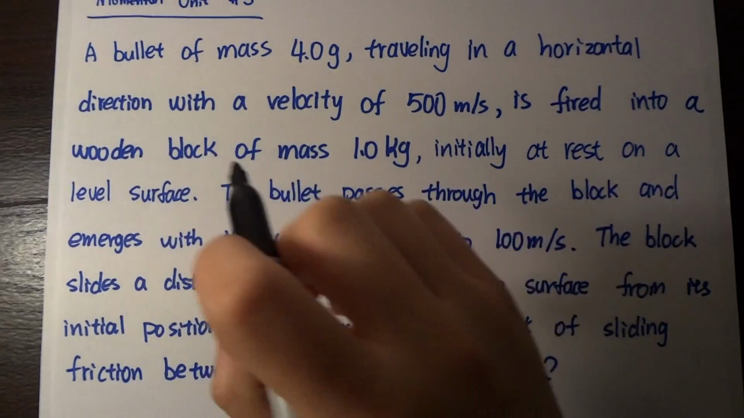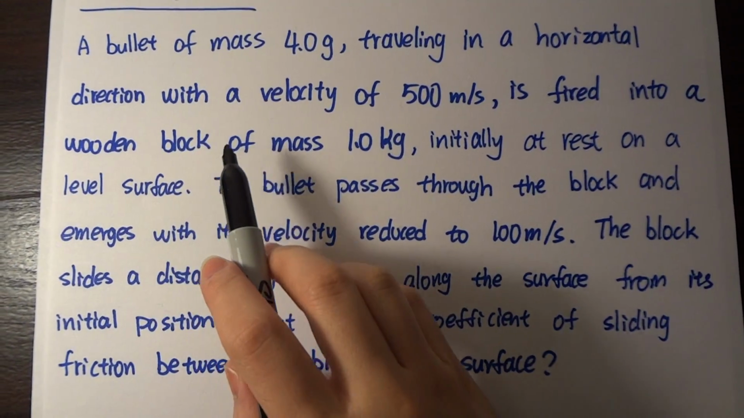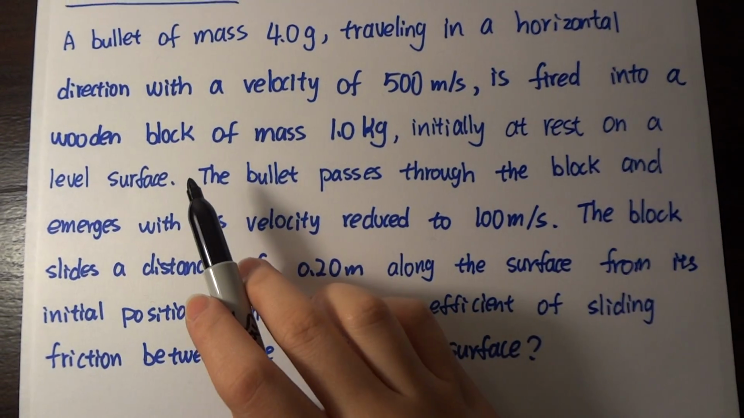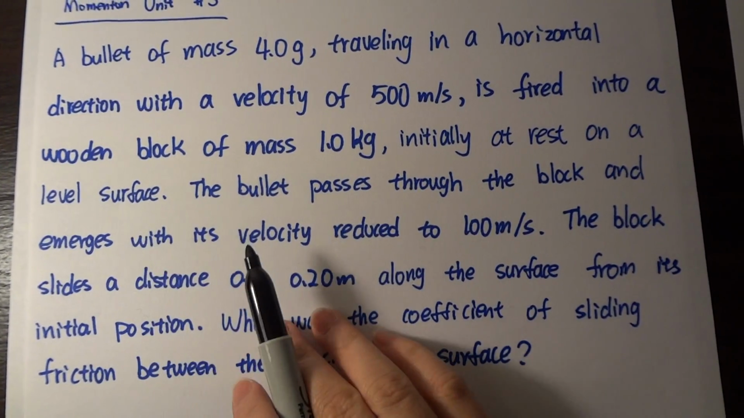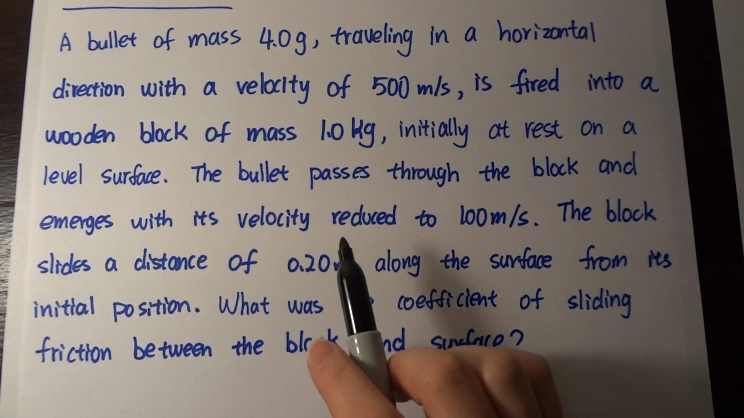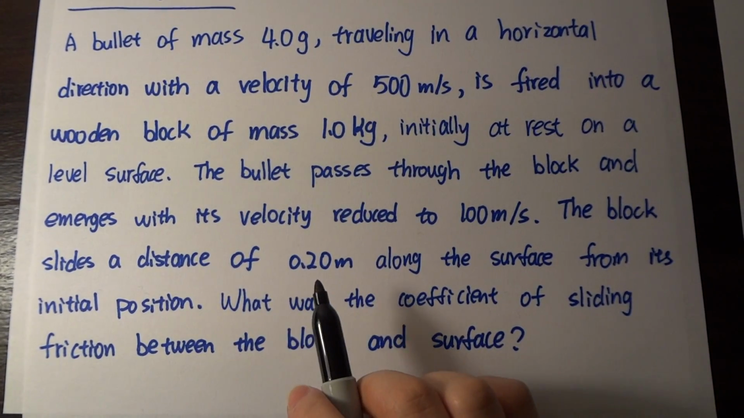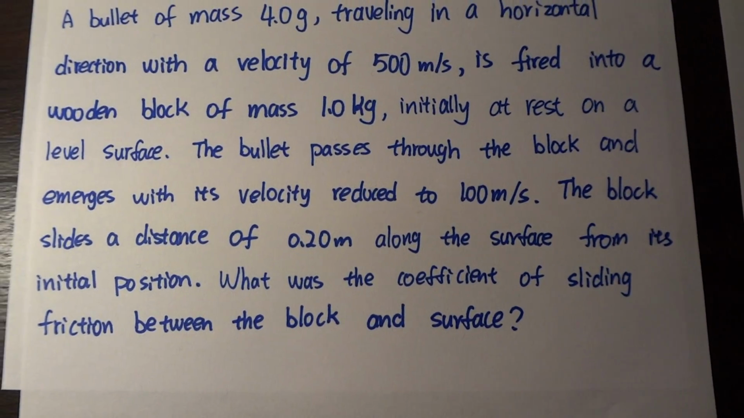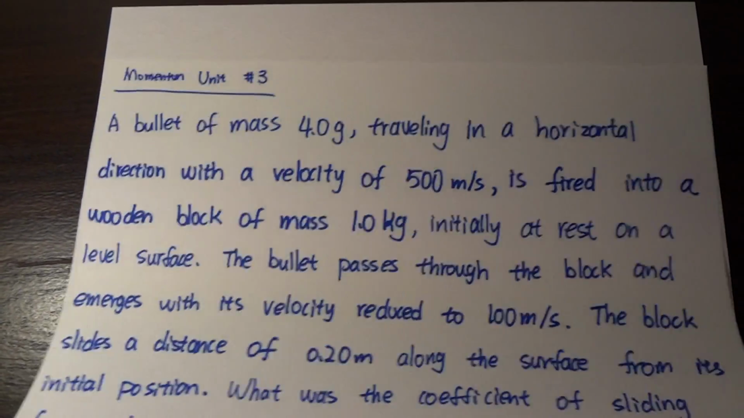Here is the problem. A bullet of mass 4 gram traveling in a horizontal direction with a velocity of 500 meters per second is fired into a wooden block of mass 1 kilogram, initially at rest on a level surface. The bullet passes through the block and emerges with its velocity reduced to 100 meters per second. The block slides a distance of 0.2 meters along the surface from its initial position. What was the coefficient of sliding friction between the block and surface? Let's draw some pictures.